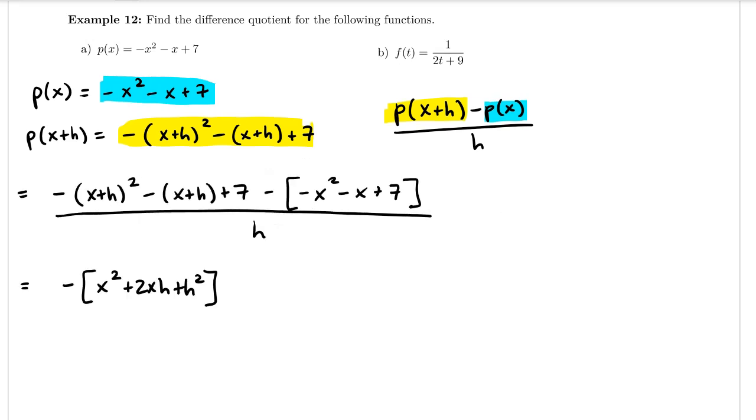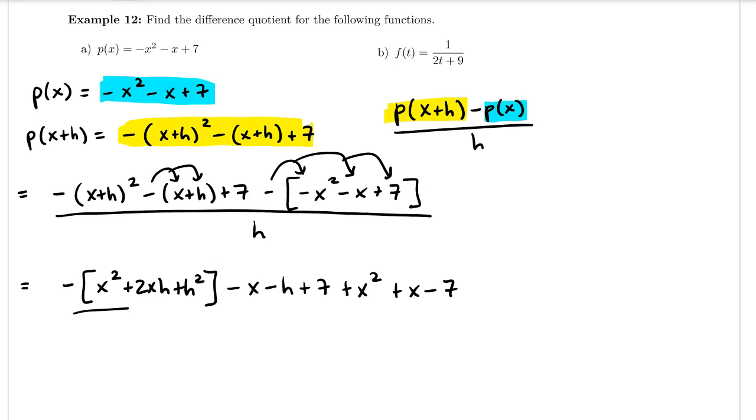I was starting to run out of space, so I rewrote this. Now I'm going to distribute in the minus sign here. So I'm going to have minus x minus h plus 7. I'm also going to distribute this minus sign. So that's going to give me plus x squared plus x minus 7 all over h.